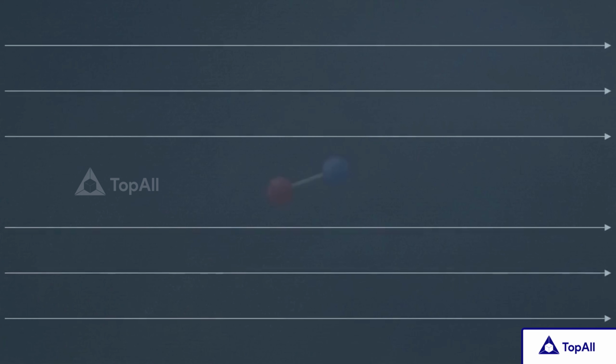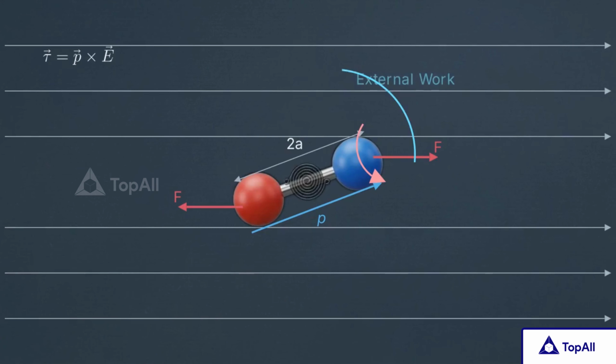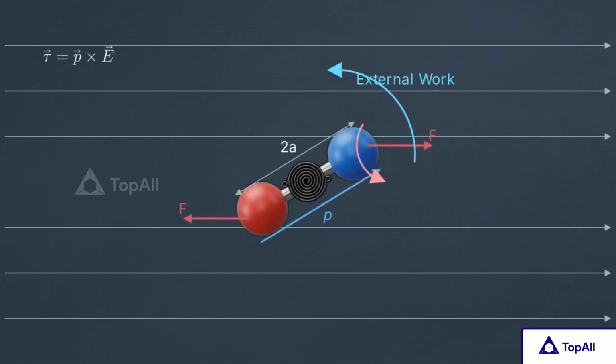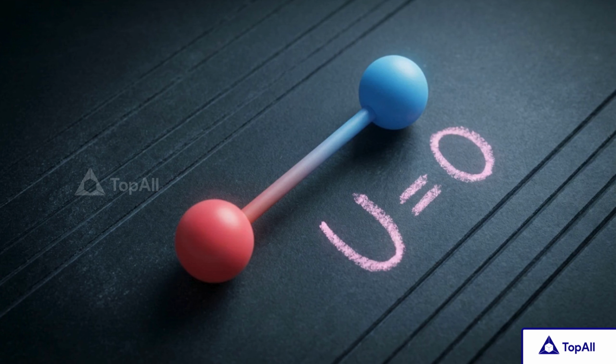Consider an electric dipole, a positive and negative charge separated by a distance 2a. The external field pulls them oppositely, creating a twisting torque. Using an external force to rotate this dipole to a new angle performs rotational work, injecting energy like winding a spring. We define the 0 point for this potential energy as the orientation where the dipole is exactly perpendicular to the field lines. At this 90-degree angle, the work done against the field is effectively 0.